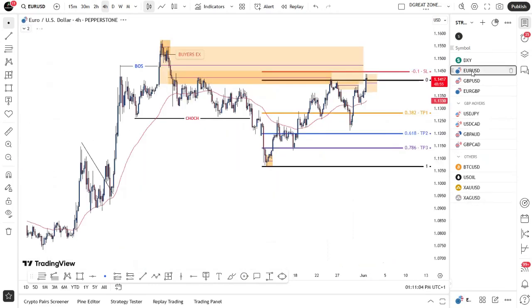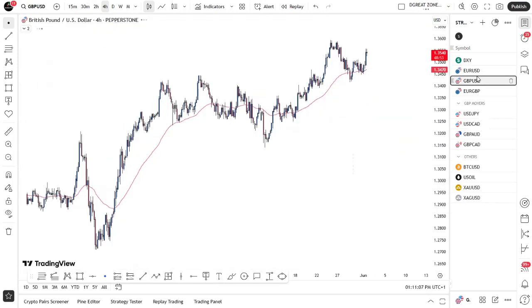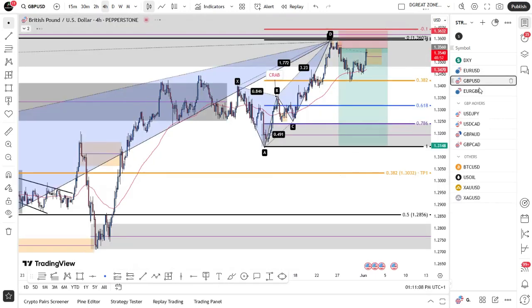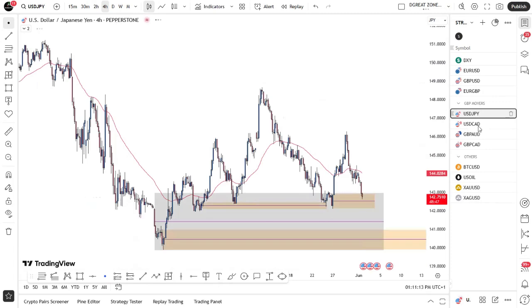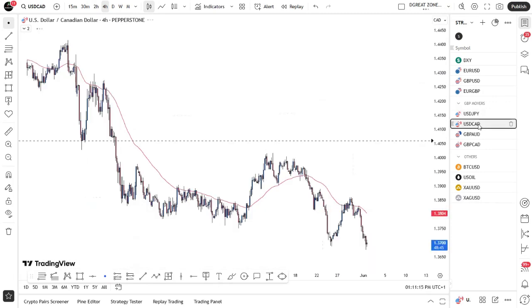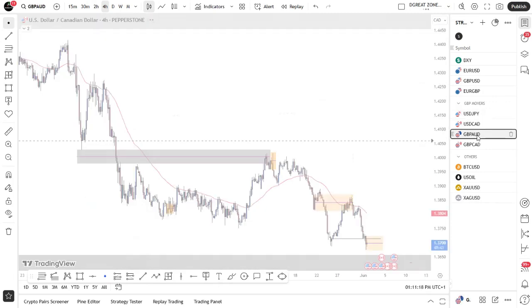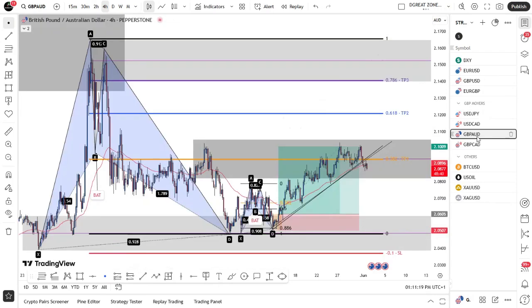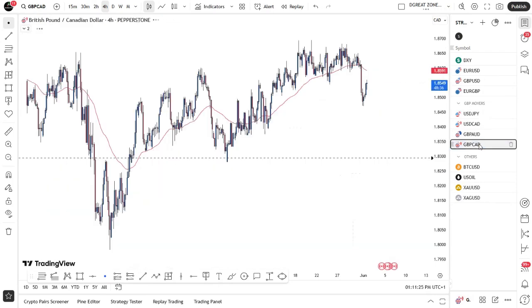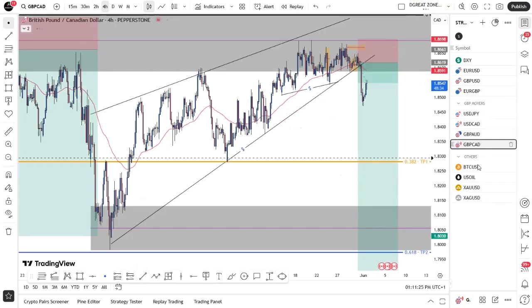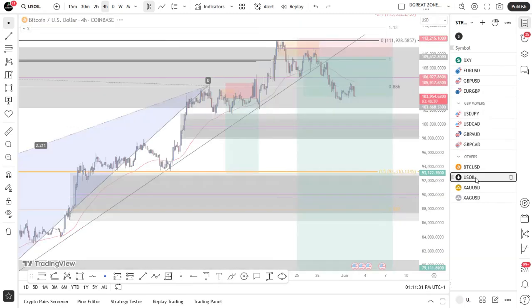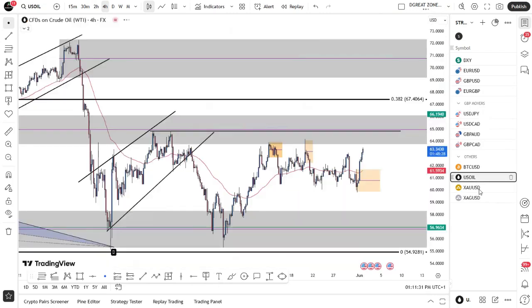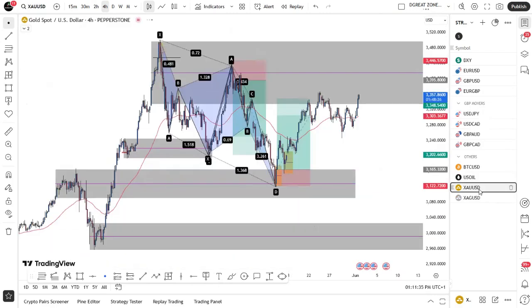So we have EUR/USD, GBP/USD, EUR/GBP, USD/JPY, USD/CAD. We don't have anything on GBP/AUD, GBP/CAD. The continuation, we are looking at for continuation. Bitcoin is already running. US oil is already running. Gold, we don't have anything.